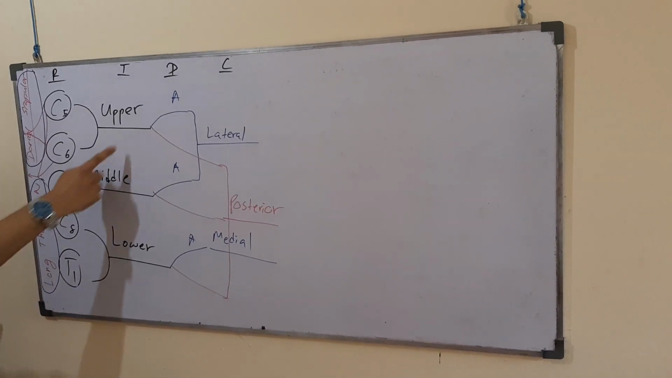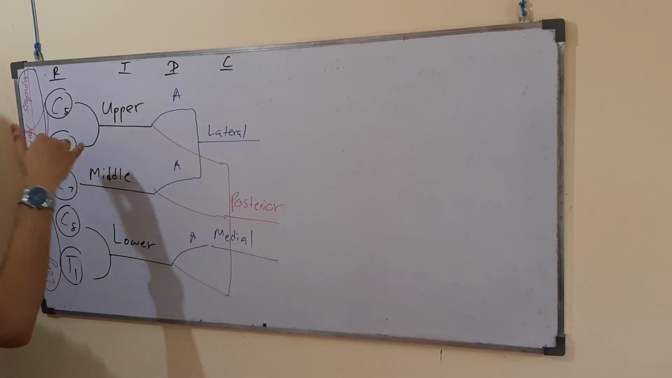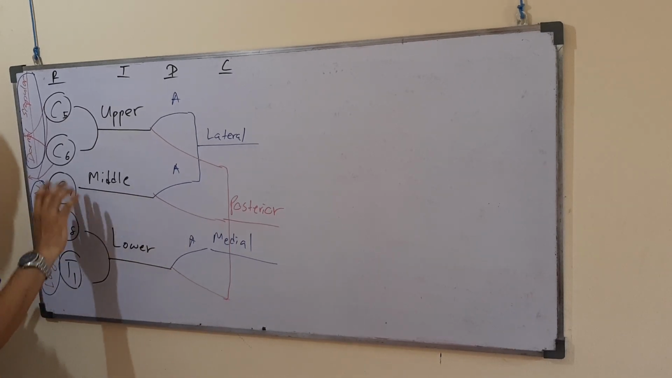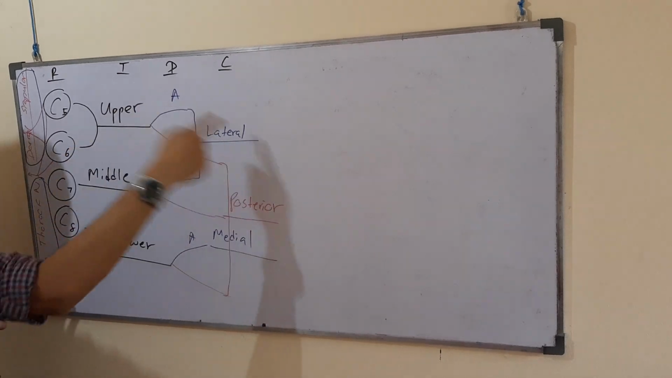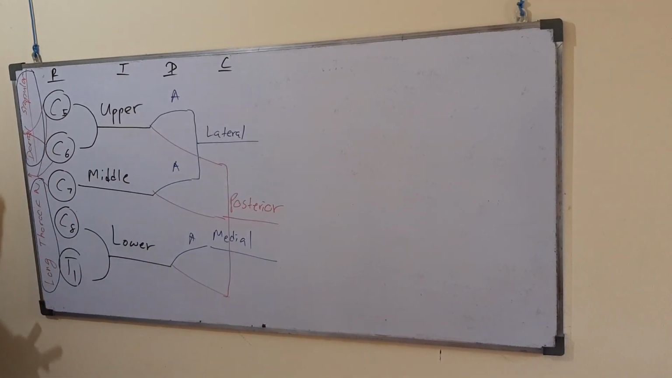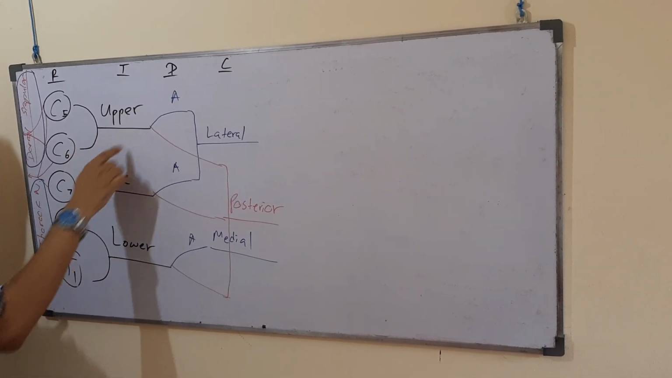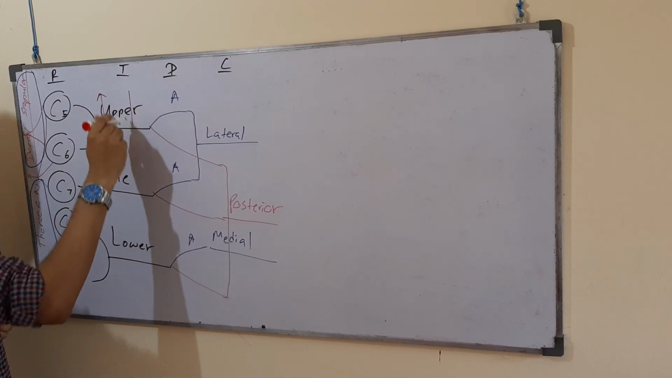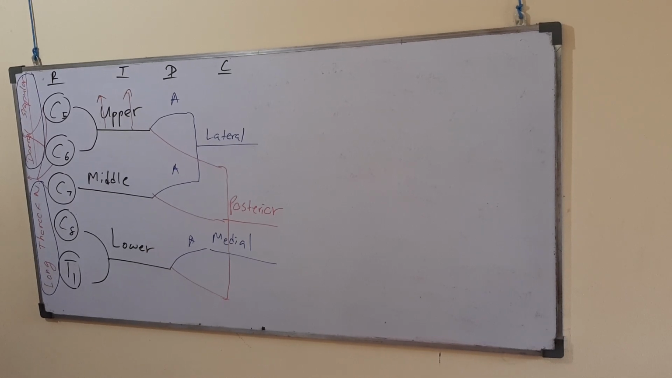Now, if we come to the trunks, the upper trunk is the only trunk which gives out branches all by itself, right? All the other trunks, like the middle trunk and lower trunk, divide into divisions and turn into chords, and then they will innervate muscles of the upper limb through branches. But the upper trunk usually gives up two branches which are important in innervating the upper limb, right? So the upper trunk is the only trunk which gives out such branches.